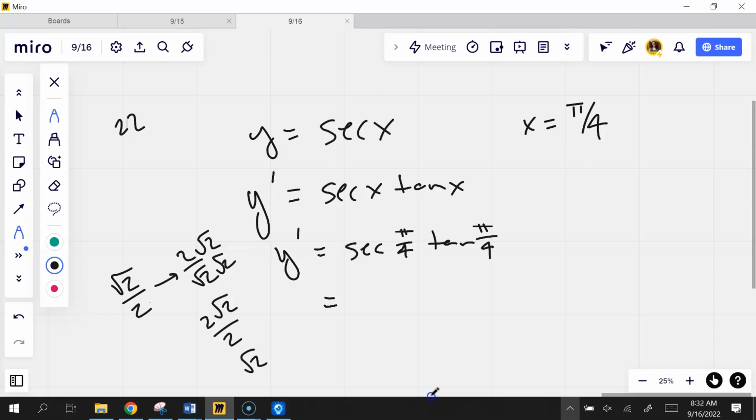That make sense? So this is square root of 2. What's the tangent value there? If they're the same and I divide them, 1.